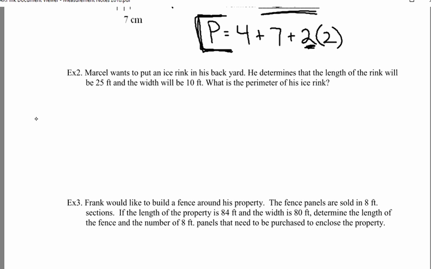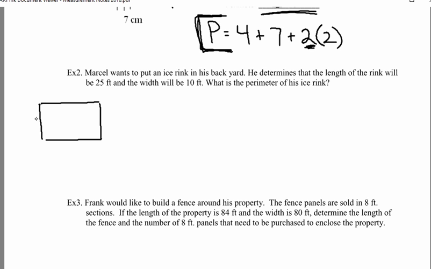Number 2, Marcel wants to put an ice rink in his backyard. He determines the length of the rink will be 25 feet and the width will be 10. What is the perimeter of his rink? He's going to put up some boards or something around it. So it doesn't hurt to do a quick sketch.